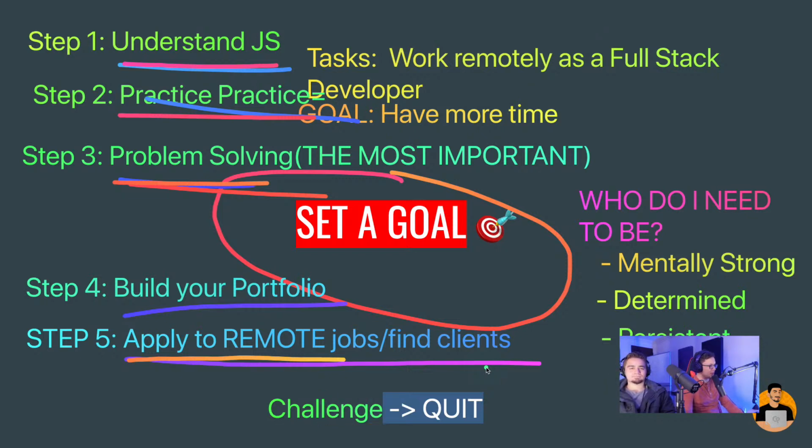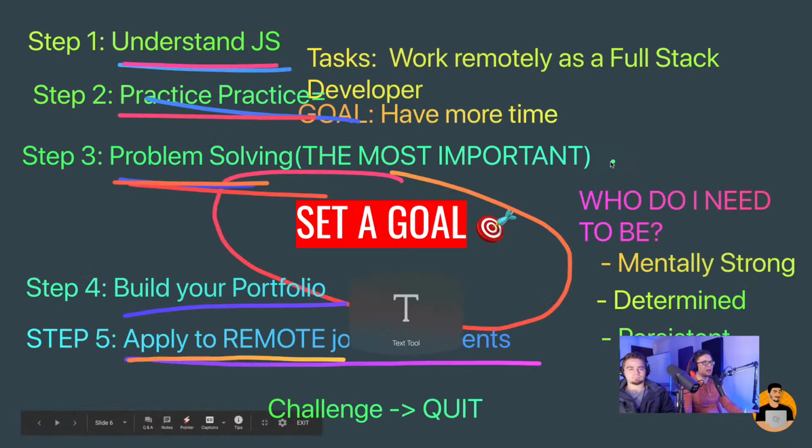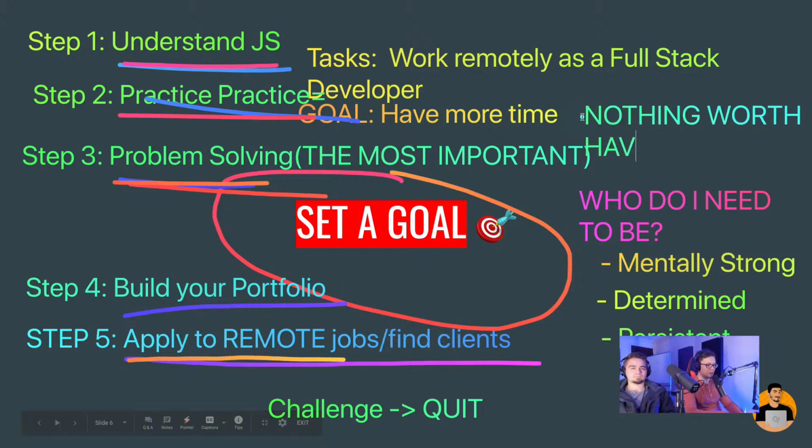Nothing in this life is just supposed to be easy, especially when it's very rewarding things. There's a saying that says, nothing worth having comes easy. Understand? Truth to that. Truth to that.